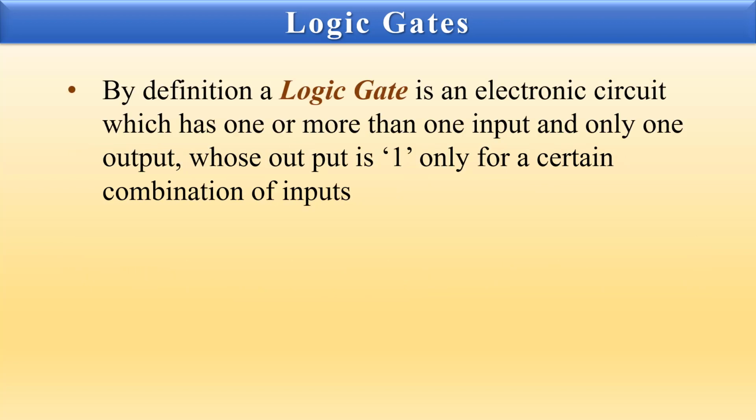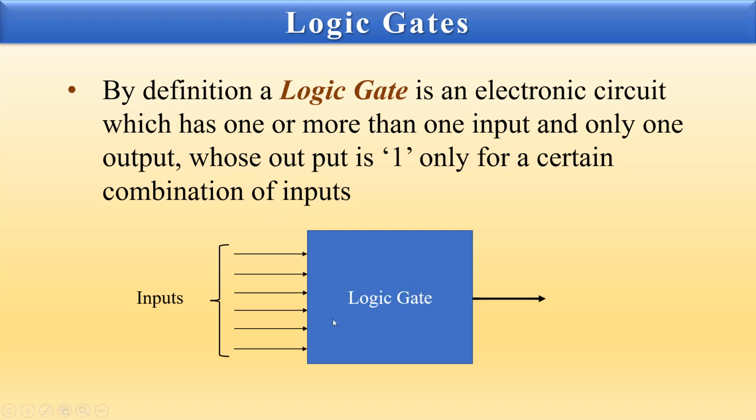By definition, a logic gate is an electronic circuit which has one or more than one input and only one output, whose value will be 1 only for certain combination of inputs. So we can imagine a logic gate as a black box which has got a number of inputs. When you give these inputs, the output is generated and the output is 1 only for certain combination of input. Then this type of a circuit becomes a logic gate.